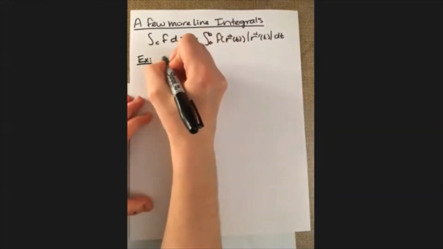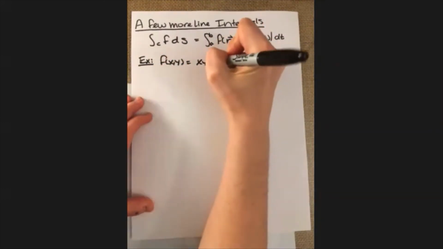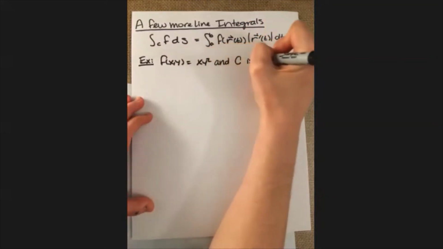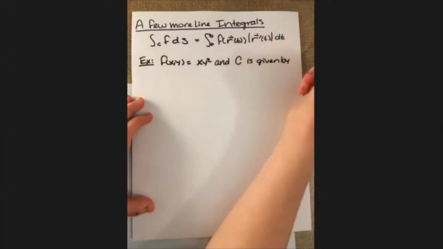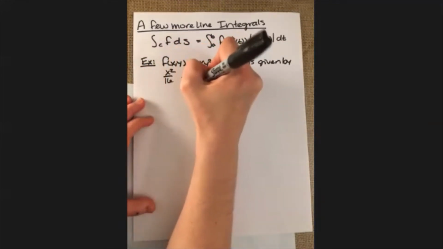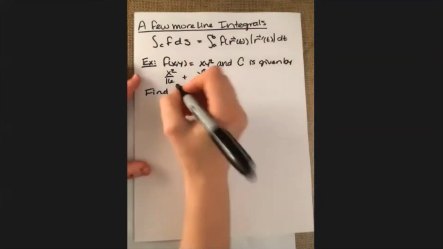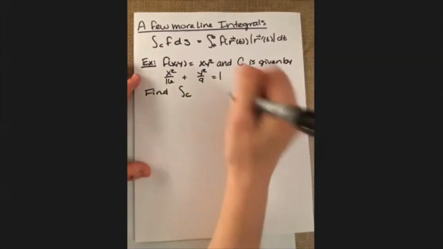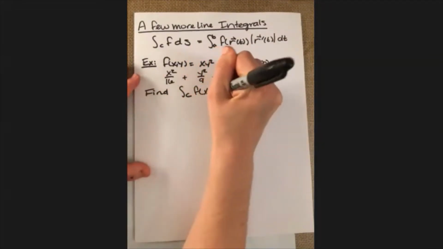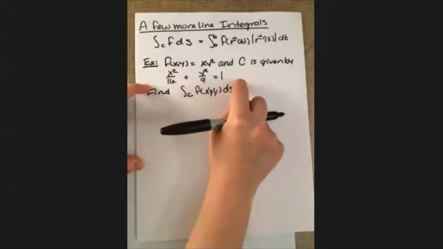So for this one, we're going to have f of x, y be equal to x y squared, and our curve C be given by x squared over 16 plus y squared over 9 equal to 1. And we are going to find the line integral for that one. So integral over C, f of x, y ds. Okay, so the first thing we have to do is parameterize this ellipse right here.